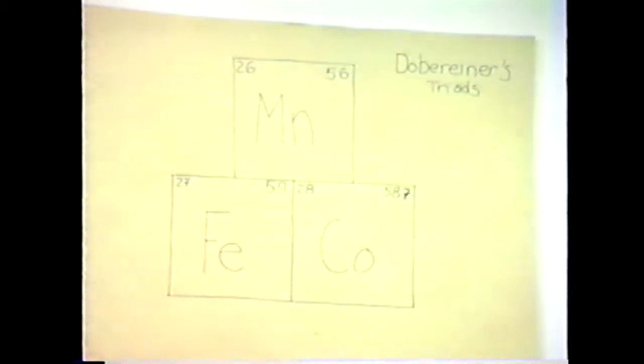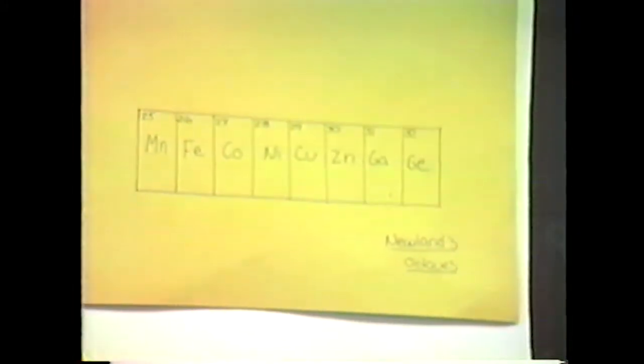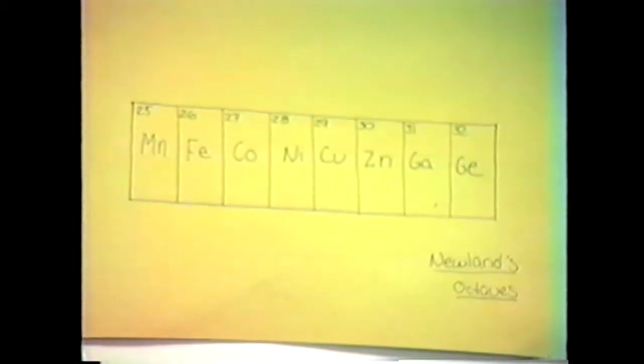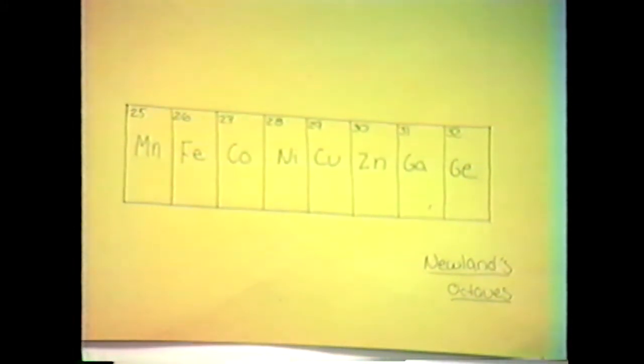In 1828, Dr. Dobereiner was the first to arrange the elements in any sort of order. He arranged them in sets of 3 elements or triads which had similar properties. Then 36 years later, in 1864, a man named Dr. Newlands did the same thing, only arranged the elements in sets of 8, also called octaves.